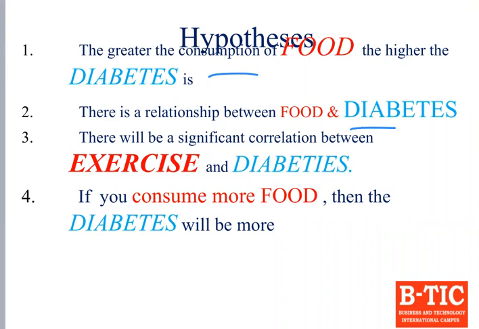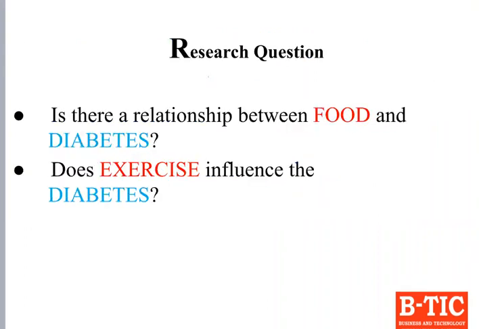Based on the IVs, we make the hypotheses. The number of IVs you have is equal to the number of hypotheses. The number of hypotheses you have is equal to the research objectives. And the number of objectives you have is equal to the research questions. If you go in the reverse order, you answer the research questions, you meet your research objectives. If you meet all of your research objectives, you would be testing your hypotheses, and that is the end of your research. Simple. There is no confusion on that.